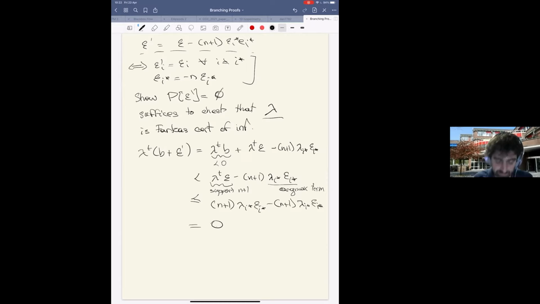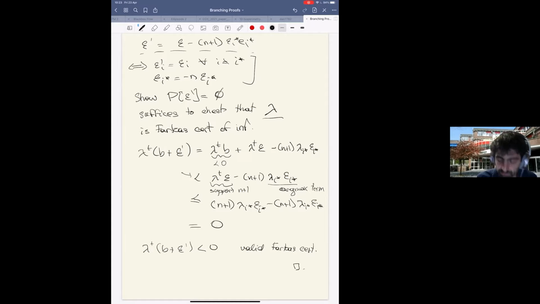There are at most n plus one terms, by the fact that we chose our Farquhar certificate using Caratheodory, or we massaged it to make sure it's only supported on n plus one things. And because we chose the argmax term to improve by a lot, the improvement is so much that it counterbalances all the other errors. So note that there is a strict inequality here. So this really does imply that lambda transpose B plus epsilon prime is strictly negative, which means you have a valid Farquhar certificate. Right, and that's the proof.